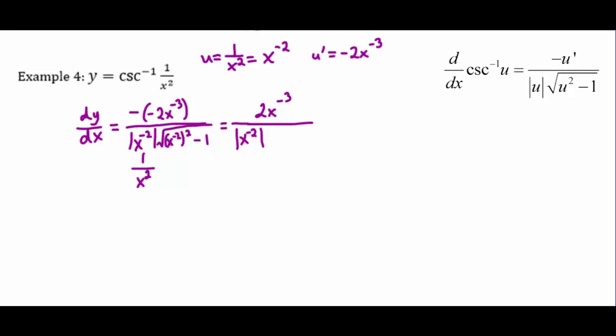Why did I just put them? I just said I didn't need them. All right, x to the negative 2, and then square root of x to the negative 4 minus 1. And that's where I would leave it.